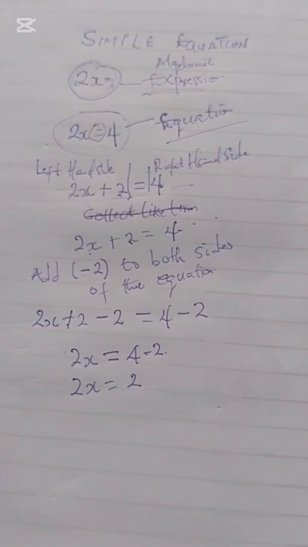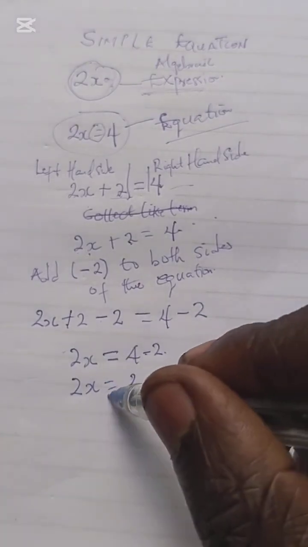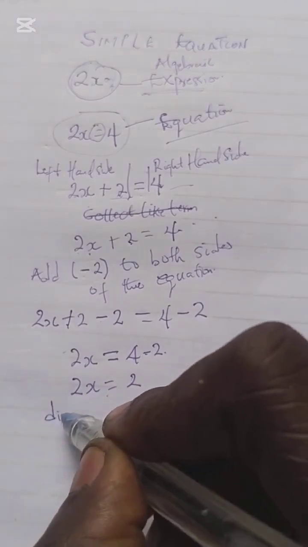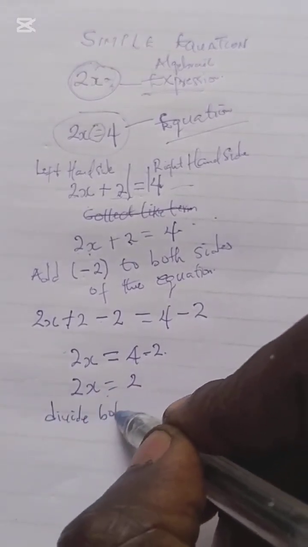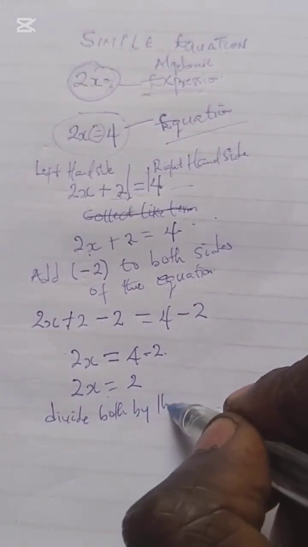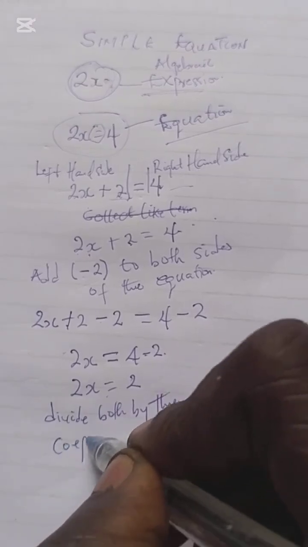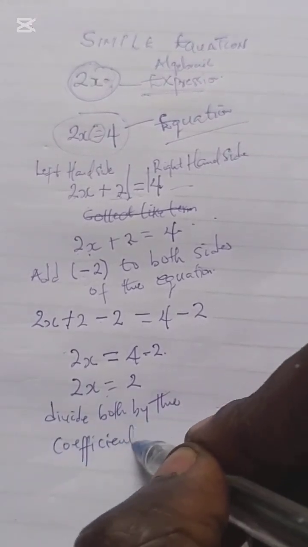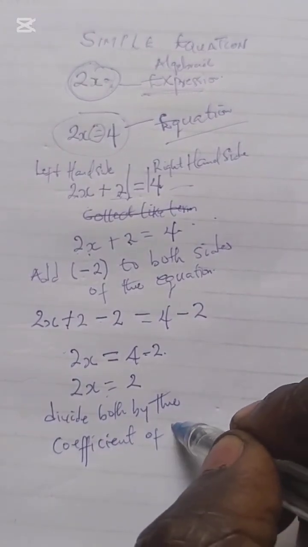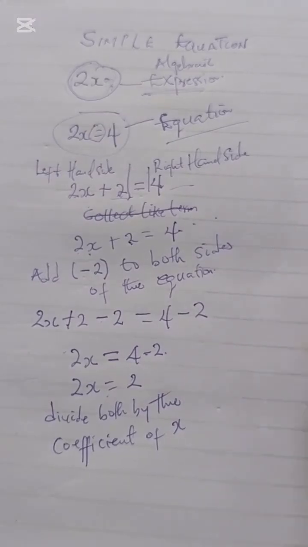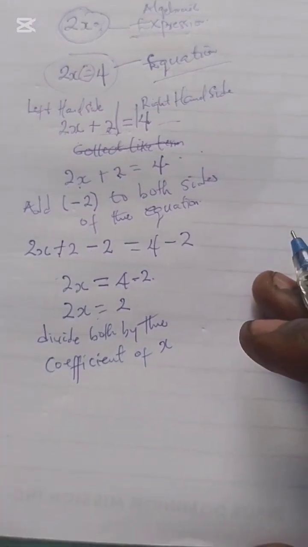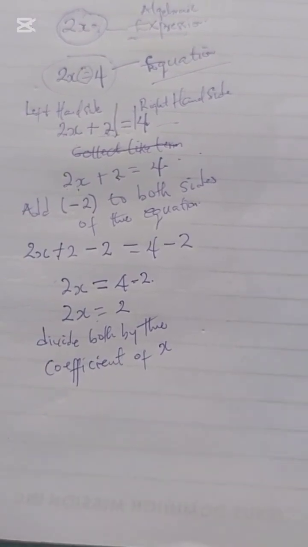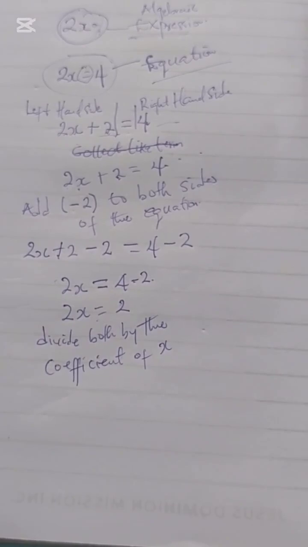Now we are looking for the variable x, not 2x. So what do we do? Because we can't leave our answer like this. We will now divide both sides by the coefficient of x. Well, what do we mean by coefficient of x? We are talking about a number that is standing beside the variable x. It could be x, it could be p, whichever variable that is present in that particular question given to you.